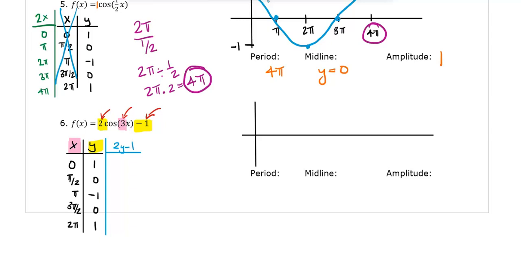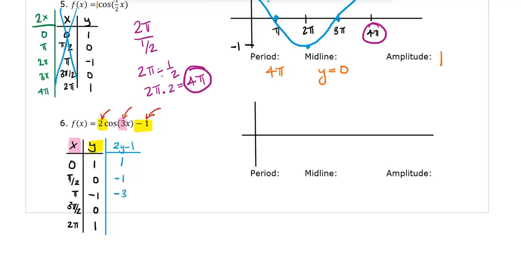So 2 times 1 is 2. 2 minus 1 is 1. Okay, that's interesting. All right, 2 times 0 is 0. 0 minus 1 is -1. Oh, okay, so we've changed it a little bit. Then -1. 2 times -1 is -2. -2 minus 1 is going to get me -3.